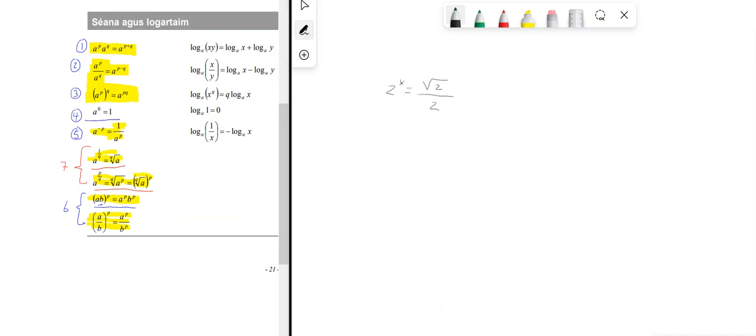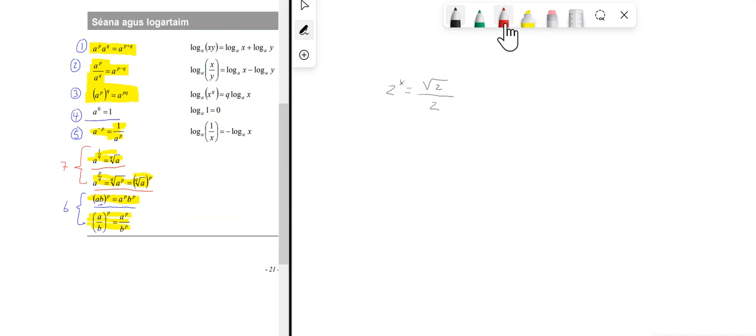So if we have a look at this question here, we've 2 to the power of x is equal to the square root of 2 divided by 2, and we're trying to solve for x. So what we want to try and do is make this a power of 2, and then we can make them equal to each other and solve for x.